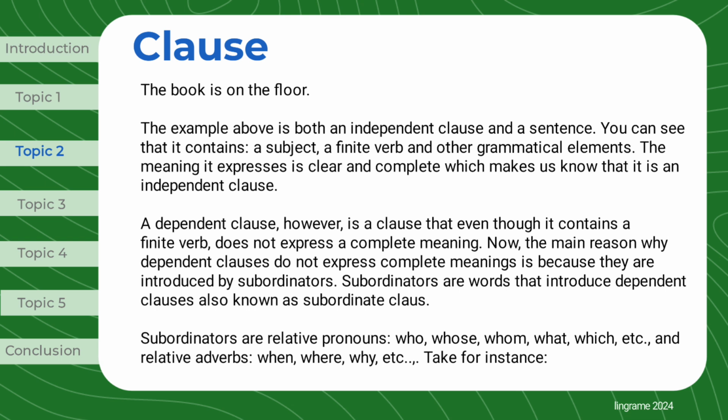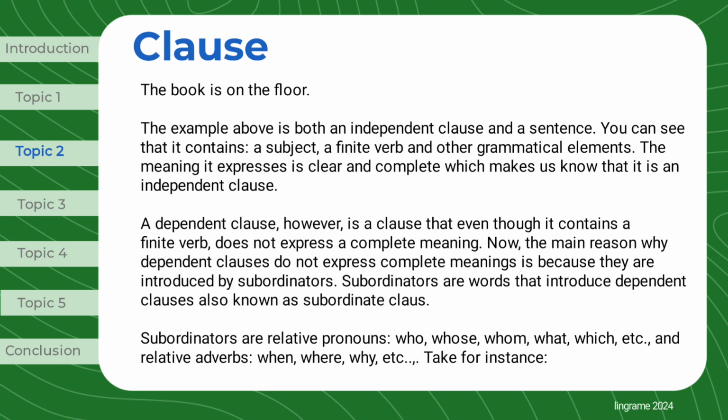A dependent clause, however, is a clause that, even though it contains a finite verb, does not express a complete meaning. Now, the main reason why dependent clauses do not express complete meanings is because they are introduced by subordinators. Subordinators are words that introduce dependent clauses, also known as subordinate clauses. Subordinators are relative pronouns, who, whose, whom, what, which, etc., and relative adverbs, when, where, why, etc.